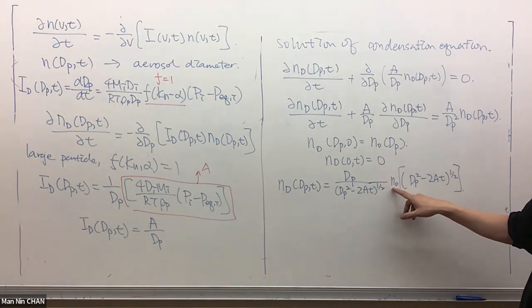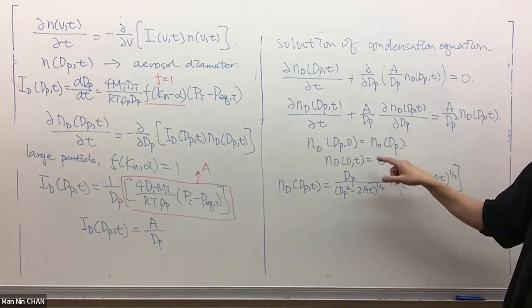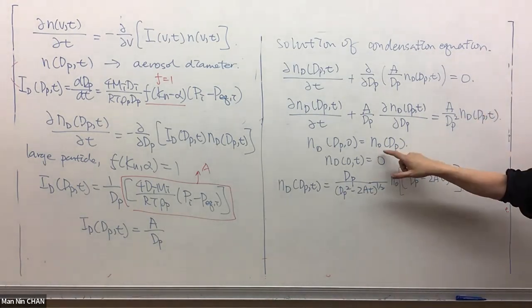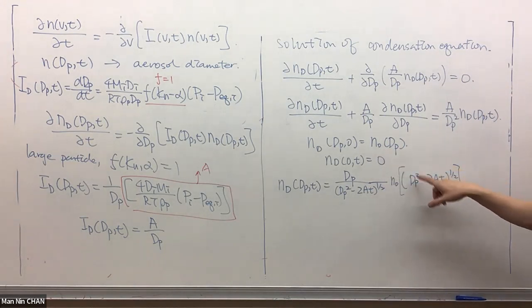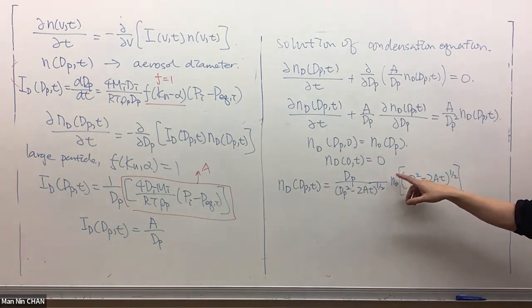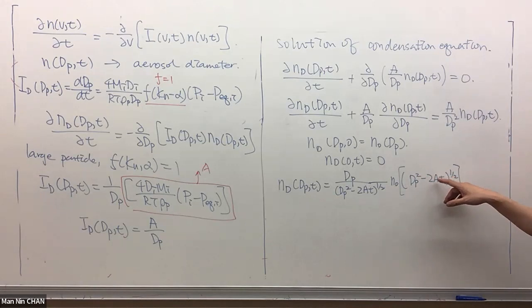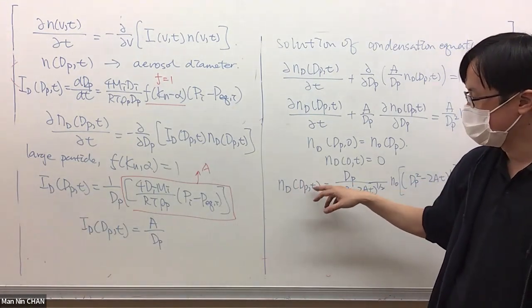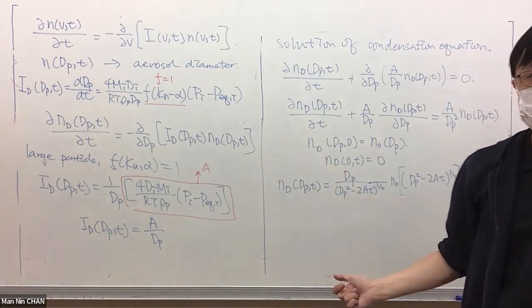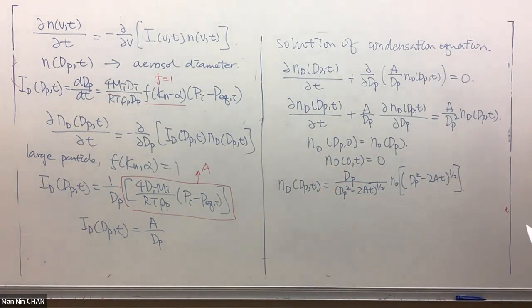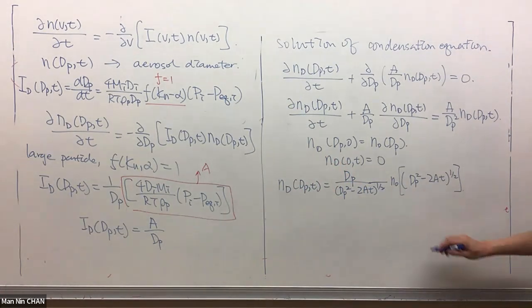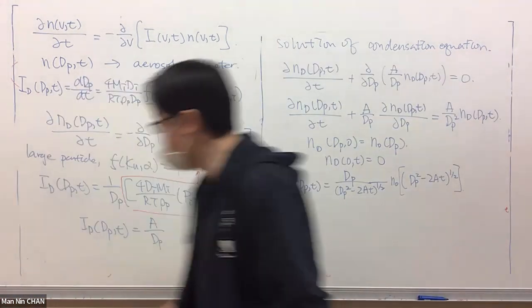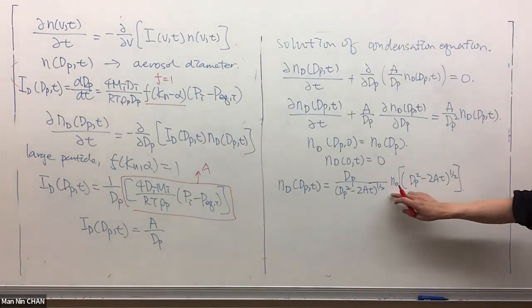Take the square root. N naught, remember, this is your initial aerosol size distribution function. But you're just looking at a given size, so you use your initial aerosol size distribution function, and you input the parameters: dP squared minus 2AT, take the square root. So this is how you can calculate the number concentration for a given particle size at a given time. You can use this equation here.